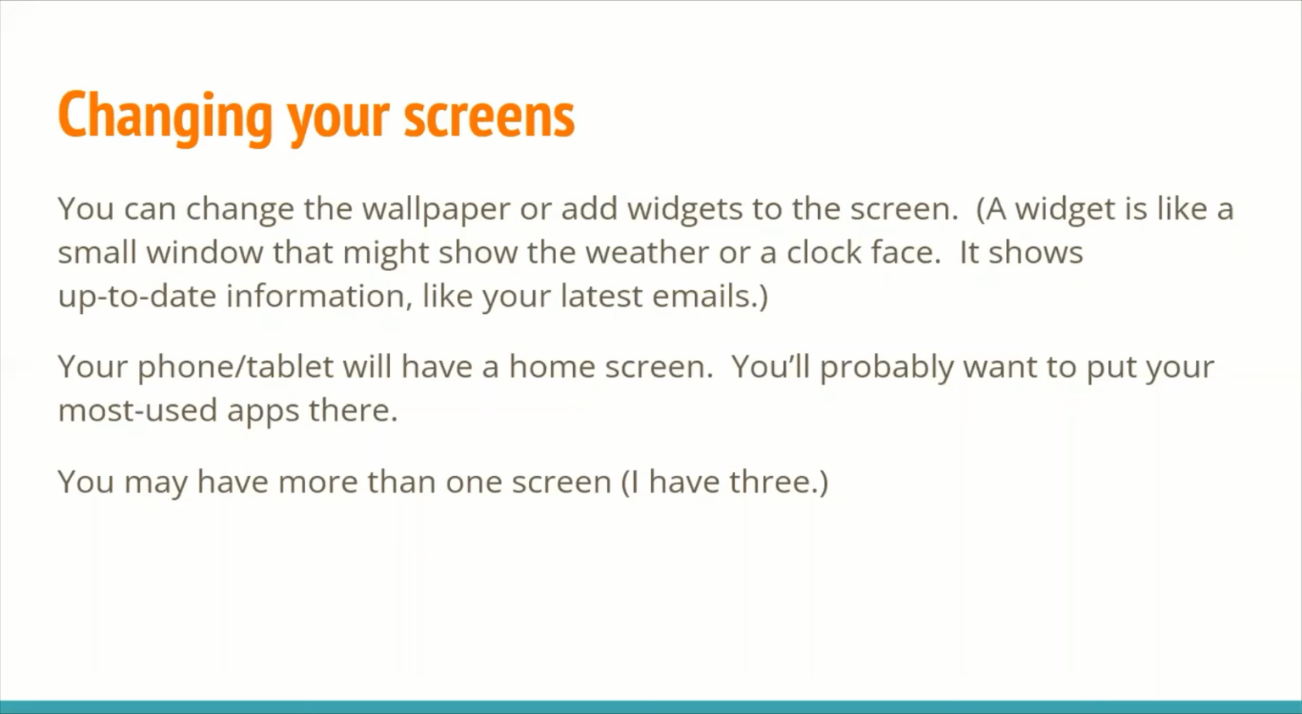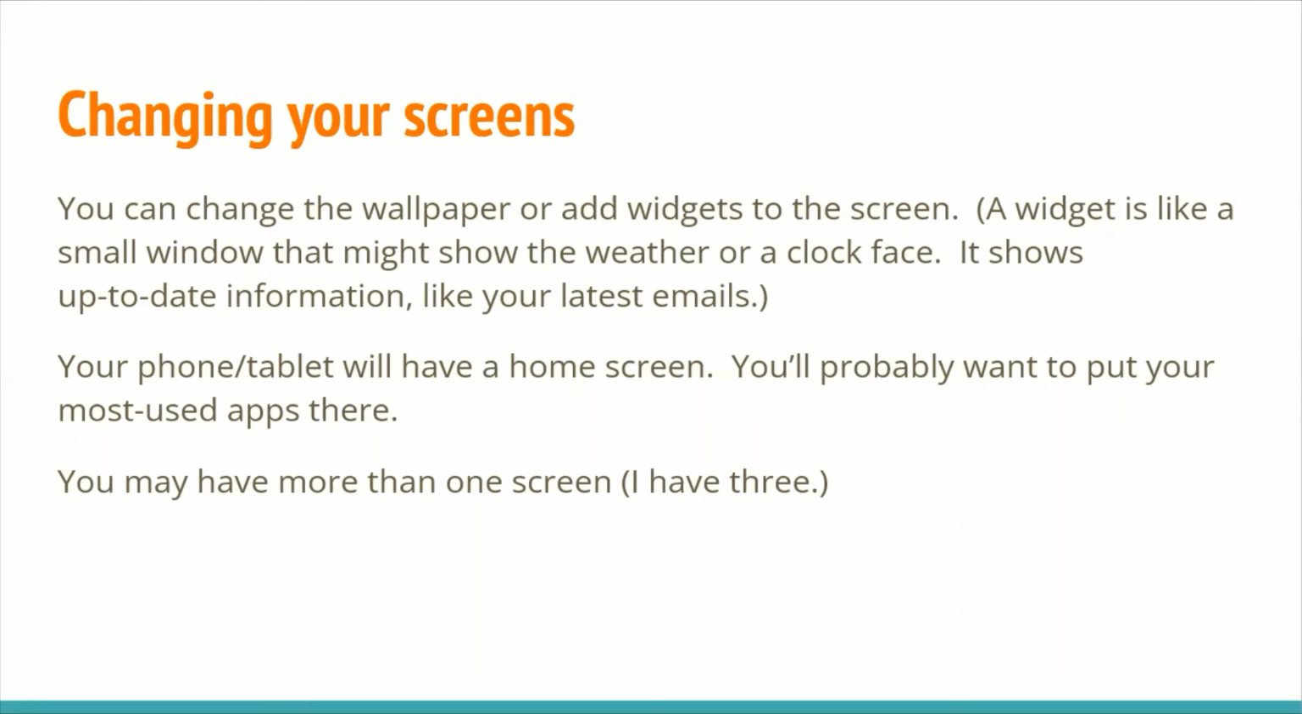Another thing to think about with screens is that your phone or tablet will have a home screen. You may have a round button somewhere on the front of your device that's the home button that will zap it back to that screen. You may want to put your most used apps there. People do different things. Sometimes on their home screen, they don't have much at all. Sometimes people put apps in alphabetical order or they arrange them by color. There's all kinds of different things you can do.